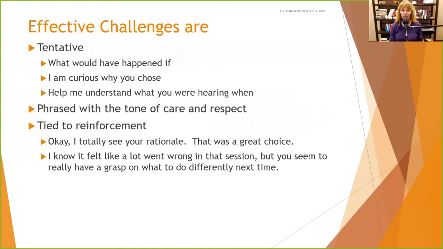Effective challenges need to be phrased with the tone of care and respect, especially if they are going to end up in some sort of constructive feedback, if it's something that you didn't think went really well. But either way, we want to be respectful of our supervisees. We were once new counselors. And ideally tied to reinforcement.